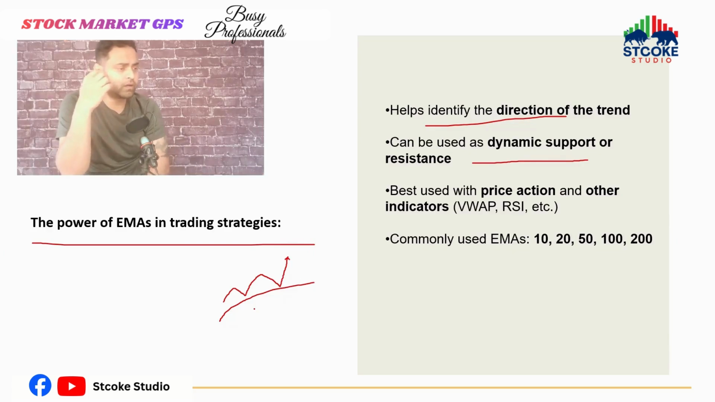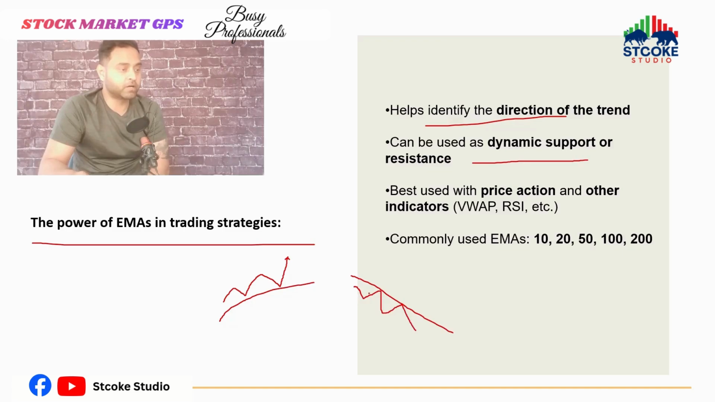Now, the longer the time frame, the stronger the support or resistance. The same thing, let's say this is the 20 EMA for a stock which is going down, and the stock price can continuously do this: it comes down, it goes back, retraces, takes resistance at the EMA, again comes down.